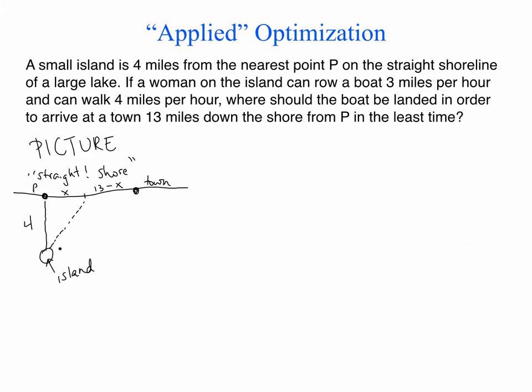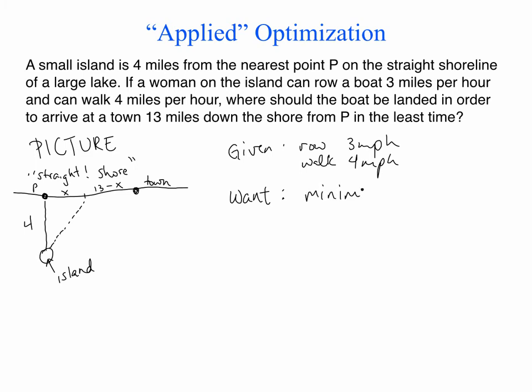And then, so that's nice, right? But then they gave me other information, right? We were given that you can row at 3 miles per hour, and you can walk at 4 miles per hour. And what did we want?